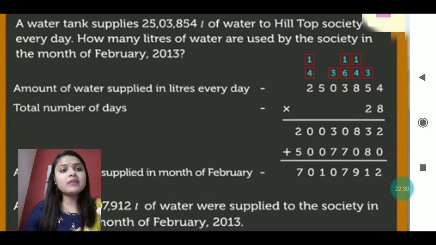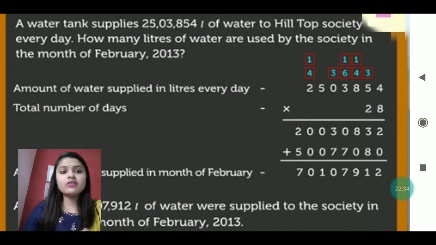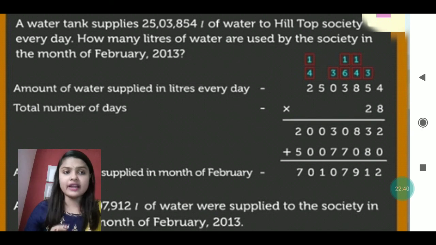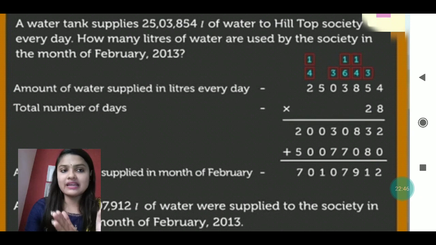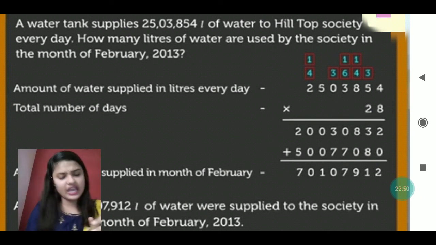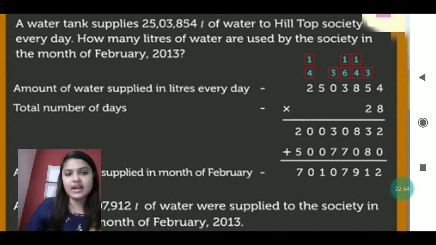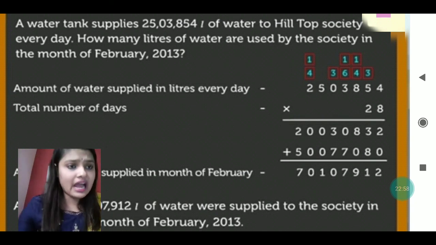Then when you multiply 2 with all the numbers, you will get 5007708. Because in the first place we already write 0, that will be 0 only, and the product you will get is 5007708. Now you have to add both. What you have to do? You have to add both. Okay, so we will add it.